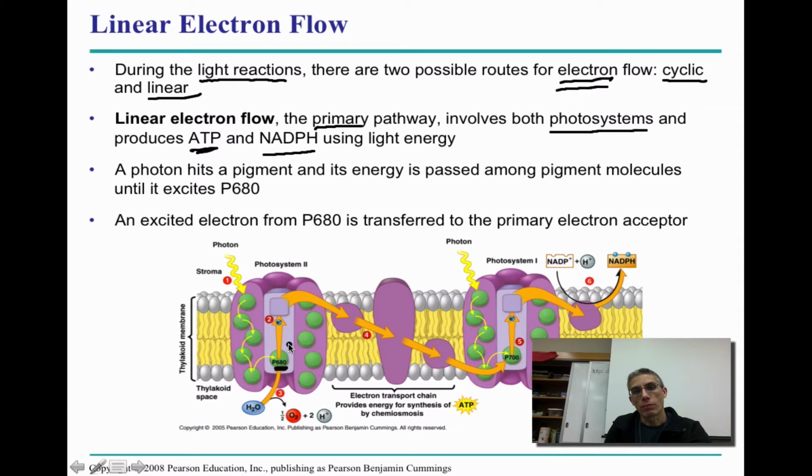So an excited electron from P680 is going to be transferred to something called the primary electron acceptor. Now remember that the anatomy of the photosystem involves not only the protein with the embedded pigments, but also this light purple area that you see right here. That's going to be the reaction center of the photosystem. This little square that you see right here is going to be the primary electron acceptor. So we're going to have the removal of an electron from P680, and it's going to be moved to this primary electron acceptor. And the primary electron acceptor is going to pass that electron onto something called the electron transport chain.